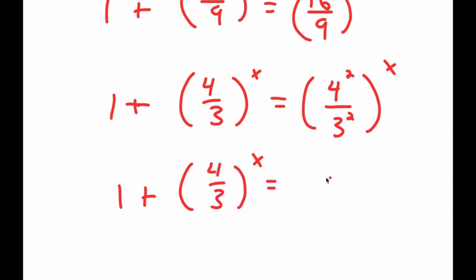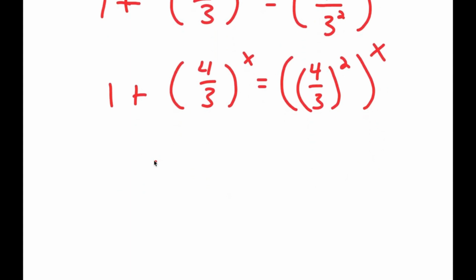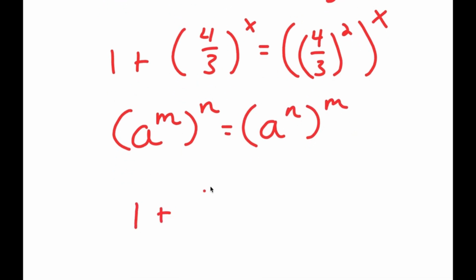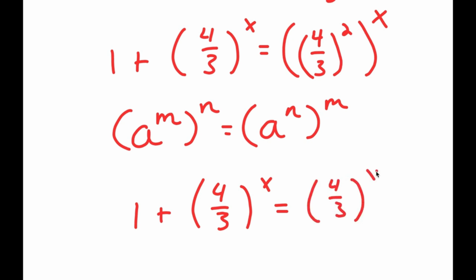Now 4 squared over 3 squared, that's the same thing as 4 over 3 squared. And now I have this to the power of x. Now, if I have something in the form a to the power of m to the power of n, this is equal to a to the power of n to the power of m. So 4 over 3 to the power of 2 to the power of x, I can rewrite that as 4 over 3 to the power of x to the power of 2.